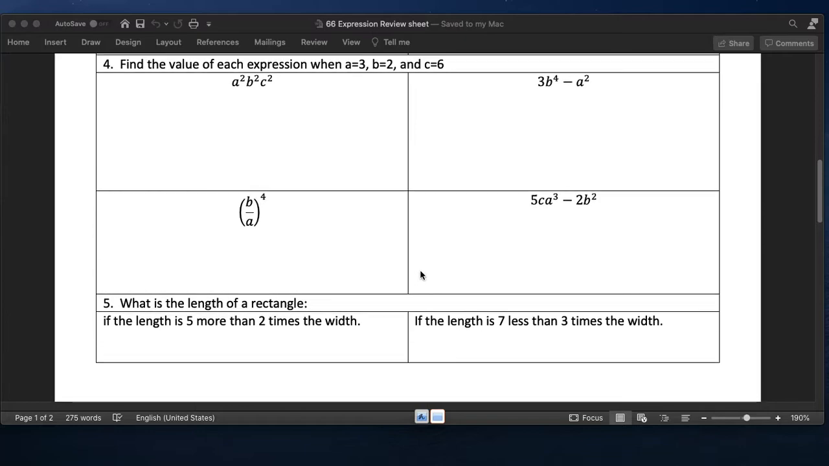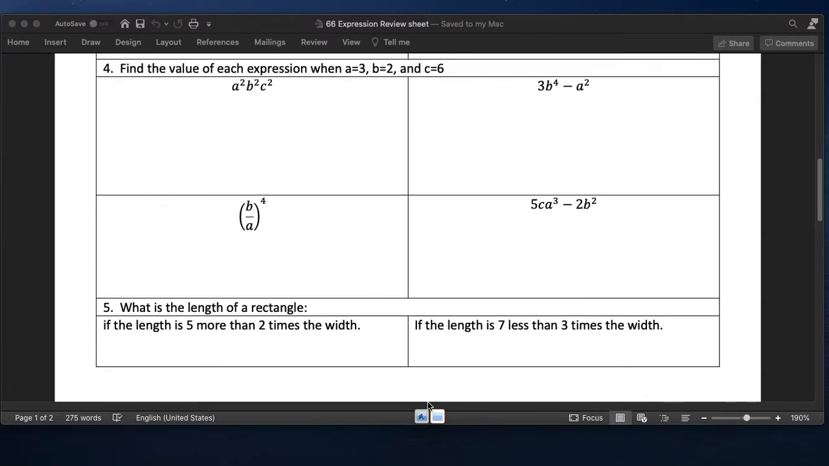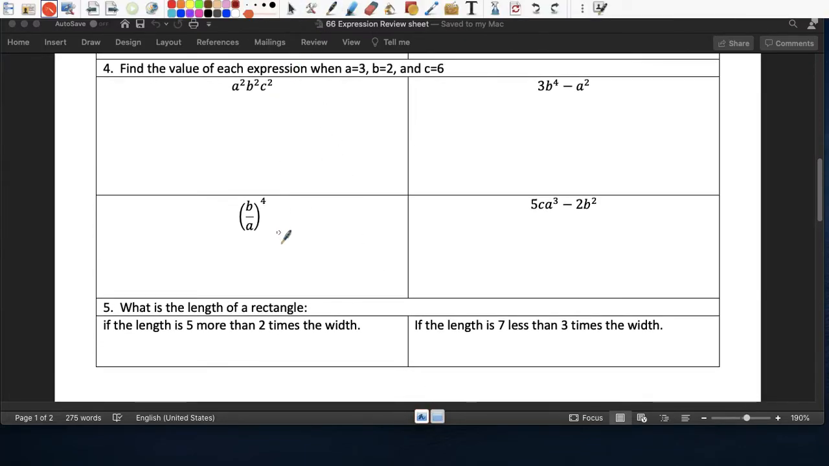So, oops, I can't see the number. So here we have B. So let's put this in parentheses. B is 2. A is 3. We got 4th power. So what's 2 to the 4th power? It's 2 times 2 times 2 times 2, which is 16. And then 3 to the 4th power is 3 times 3 times 3 times 3, which is 81. So here's my answer. And actually, we don't need the parentheses.